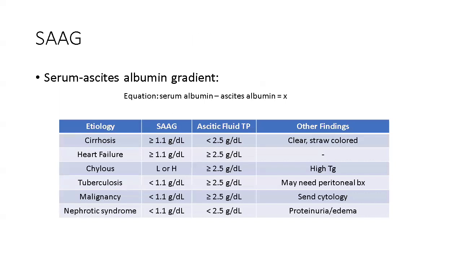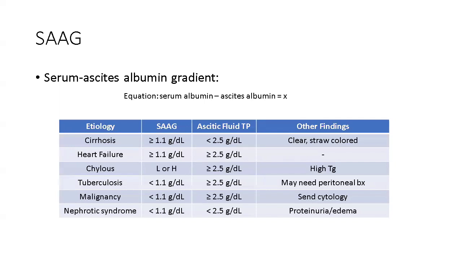And really, anything that causes portal hypertension is going to have a high SAG. The other things are going to have a low SAG in general. And that's really because it's a pressure gradient. You're not really shifting albumin across the membrane. You just have a high pressure and simple fluid is going across. And so the difference between your serum albumin and your ascitic albumin is going to be high.